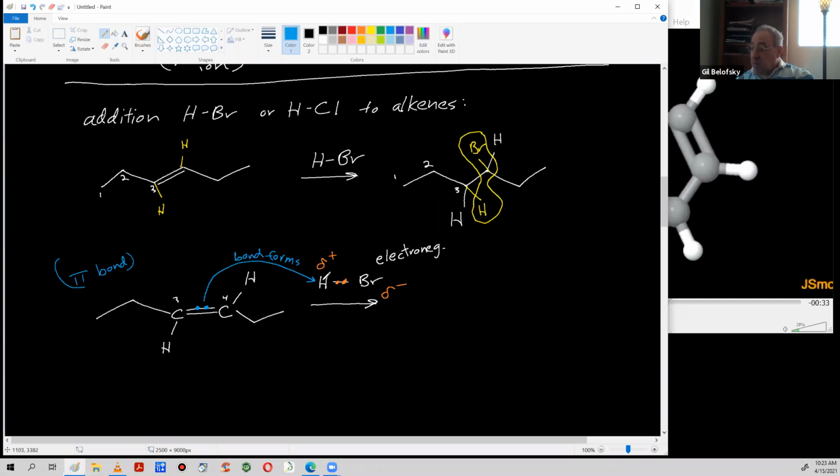And then since a proton can't form two bonds at the same time, these electrons are both displaced onto the more electronegative bromine. And so the result of those arrows, and this arrow is bond breaking.